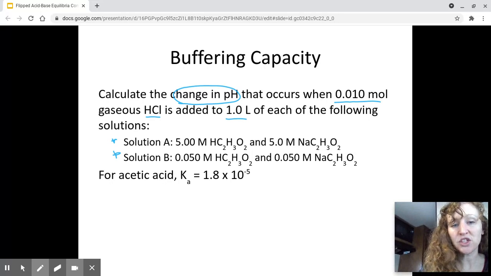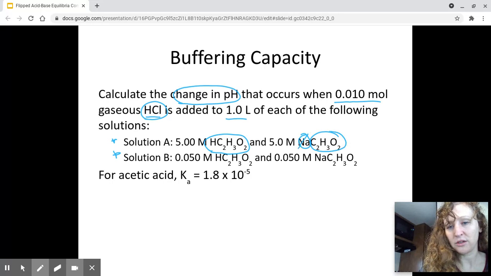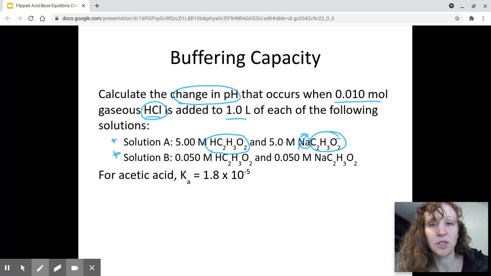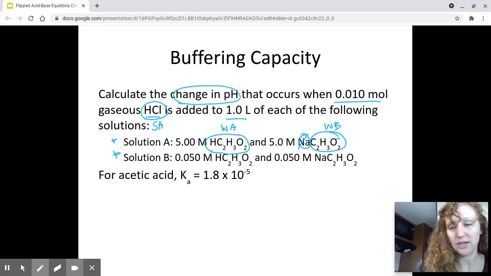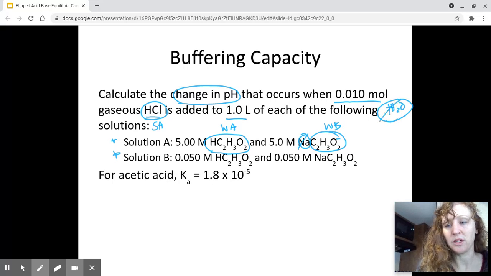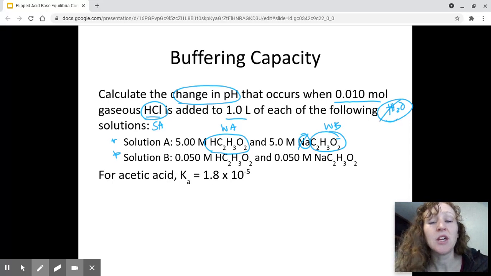So we have HCl, strong acid present. We have a weak acid present, and then we have sodium, which is going to be useless, and then we have acetate, which is going to be a weak base. So we have a strong acid, a weak acid, and a weak base present. And then, of course, we have water as well, but water is going to be weaker than our other things present. Okay, so now that we know what's present, what's going to react?